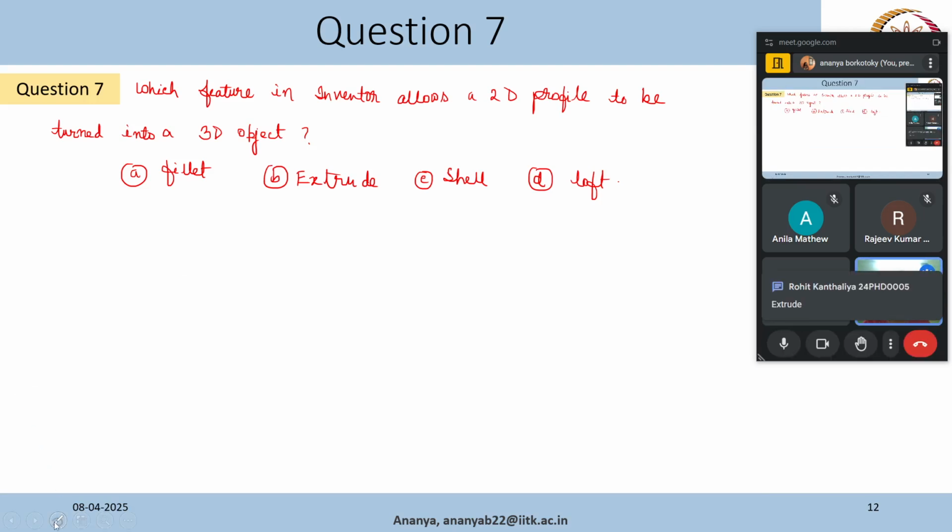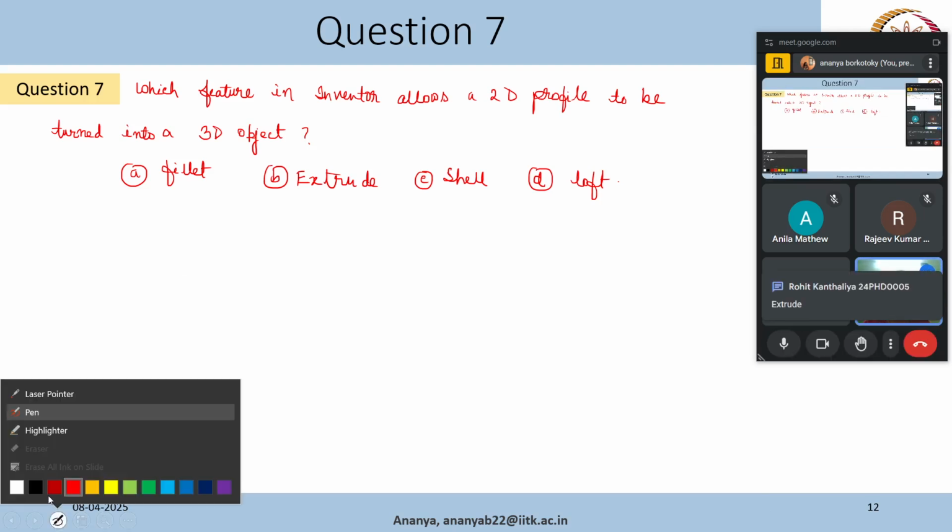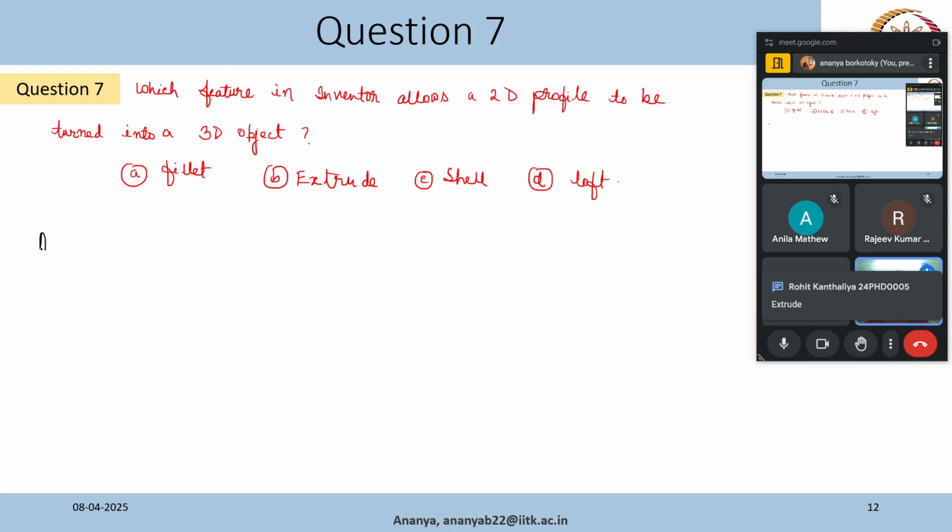So this is one feature. In the software, we can make a 2D design and convert it into a 3D, and the feature that is used is extrude. So basically it gives depth to our design, thickness to our design. There are similar softwares also where we can make this kind of design. I'm sure there will be some feature to make it from 2D to 3D.